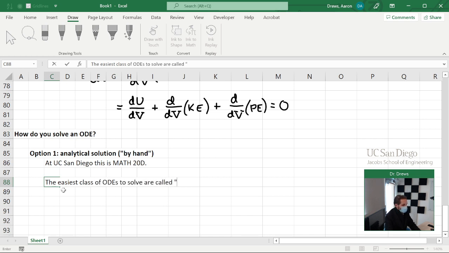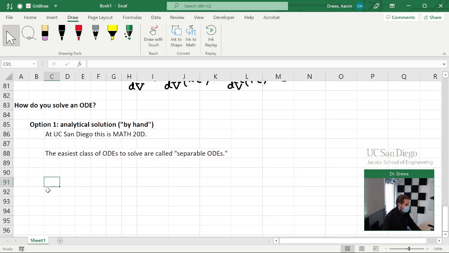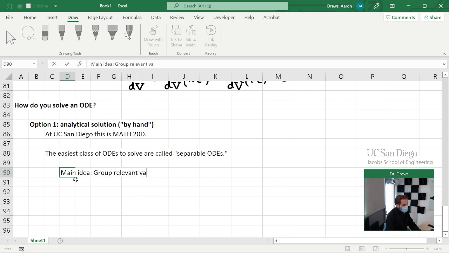are called separable ODEs. And I say that they are easiest, but I did not say that they are easy. Of the ODEs that you can solve, those are the easiest ones, but even those can be very challenging to solve. The main idea of separable ODEs is to group the relevant variables on opposite sides of the equation and then integrate.